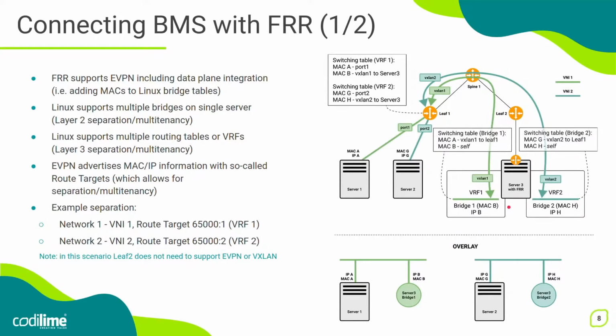Now, it is also possible to assign an IP address to a logical interface, including bridge interfaces. So here we've got IP address B and IP address H for the second interface. Now, these IP addresses can communicate with each other, at least by default. So we would be able to ping one IP address from the other. However, in multi-tenancy scenarios, we would actually require these bridges and these IP addresses to be separated.